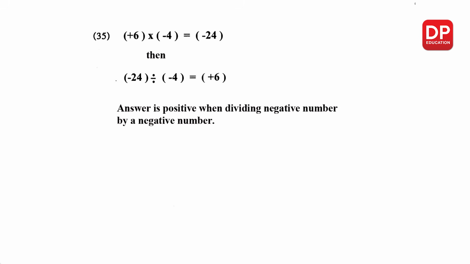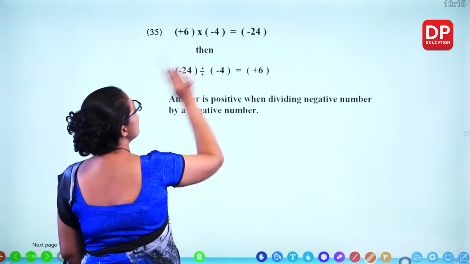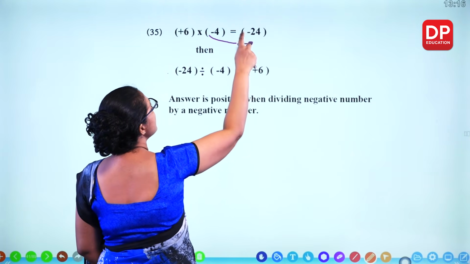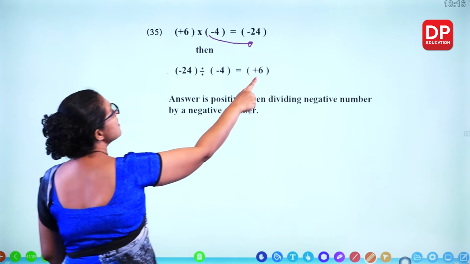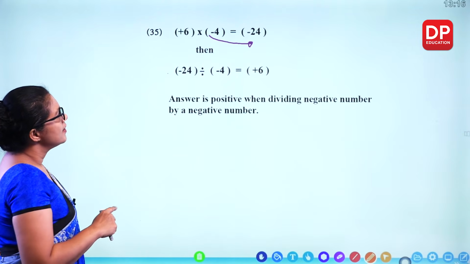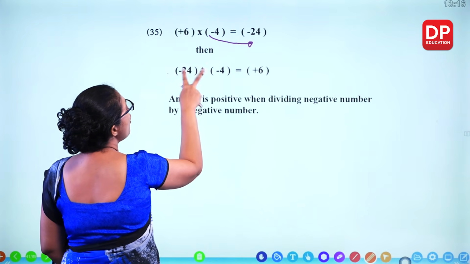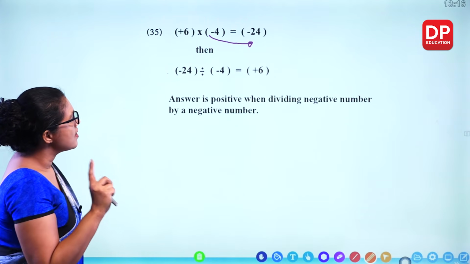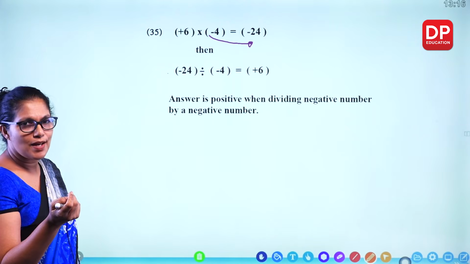Now this one, we know plus into minus 4 is negative 4. Then when you take this one to this side, negative 25 divided by negative 4, you are getting plus 6. So now look at this question. Both negative. Answer is positive. Answer is positive when dividing negative number by a negative number.